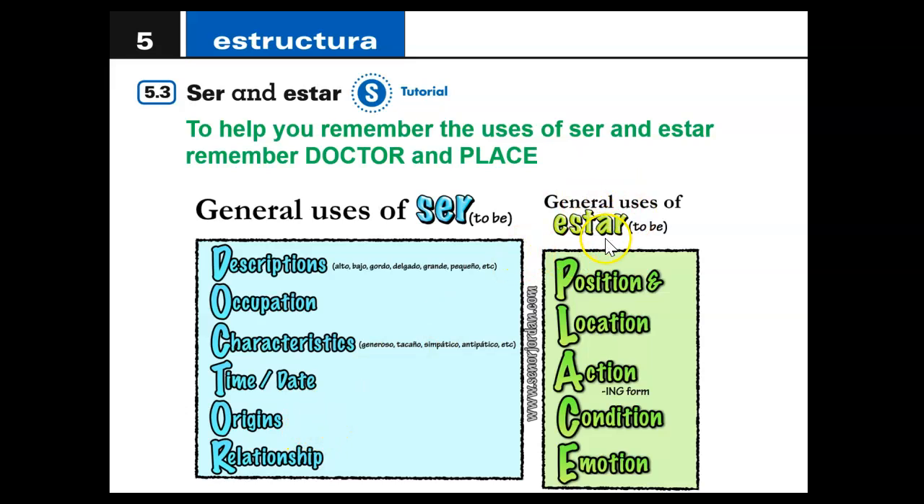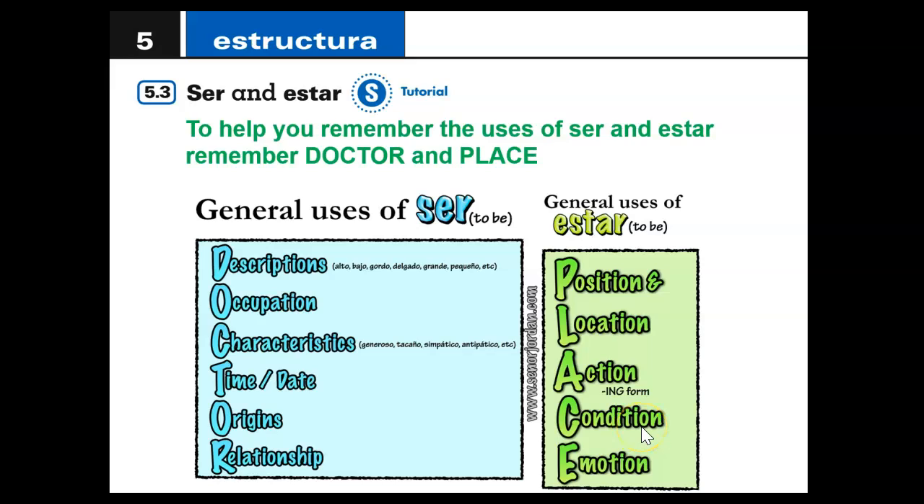We use estar, and we use the acronym of place. Again, estar uses location, so place works really well. So again, we talk about positions, like where things are located in a small area, and then where things are located in a larger sense. Actions: what's going on, if it's occurring right there, live action, so it's the progressive form, the ing form.